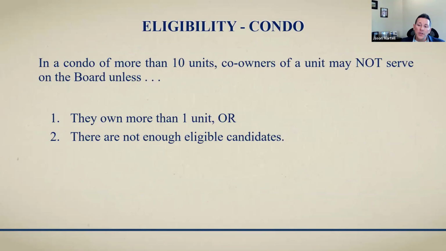All right. As far as for most of you on the call, condominiums of more than 10 units, please know that co-owners of a unit, John and Jane Doe, whatever it may be, may not serve on the board together unless they own more than one unit. So let's say John and Jane Doe are record title owners of units 1 through 10. That would be a different situation. Or again, it always comes back to this participation topic. They can serve on the board together if there are not enough eligible candidates. And remember what we just talked about a little bit as far as eligibility is concerned, right?